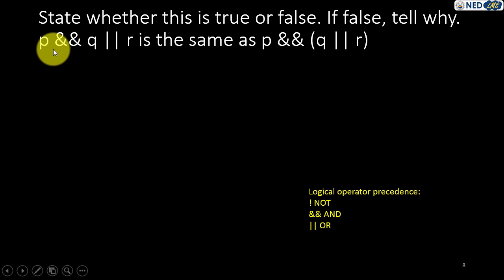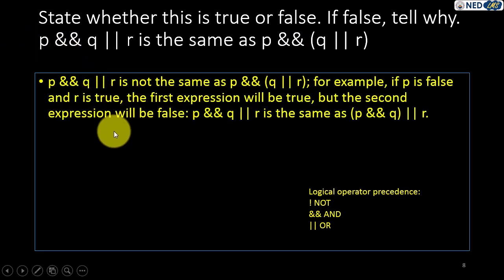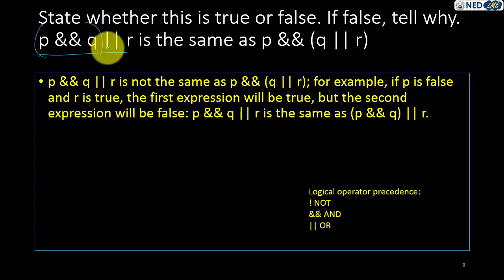State whether this is true or false. Specify P and Q or R is the same as P and Q or R. So this is important, that if you make a truth table, that would be self-explanatory, that these are not the same. The reason is that here the logical precedence is this thing is going to be evaluated first, because we haven't put any brackets over here, and the result of this expression would be ORed, evaluated with R by logical OR operation. So if you have multiplication first and then addition, and then if you have addition first and then multiplication, obviously you don't have the same result.